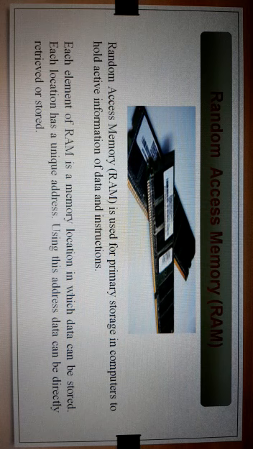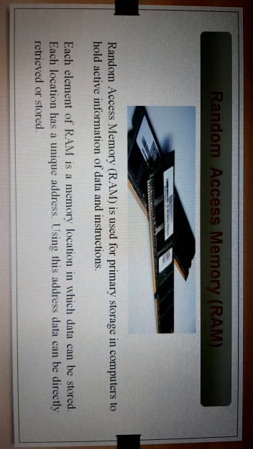But on the other hand, in RAM, what happens? The stored information in RAM will be erased when the computer is switched off. That is why we need additional memory, that is secondary memory, to store our information permanently. That means RAM is volatile memory. Volatile means temporary memory, which holds information till the computer is on, and whenever the computer is switched off, all the information stored in RAM will be lost.